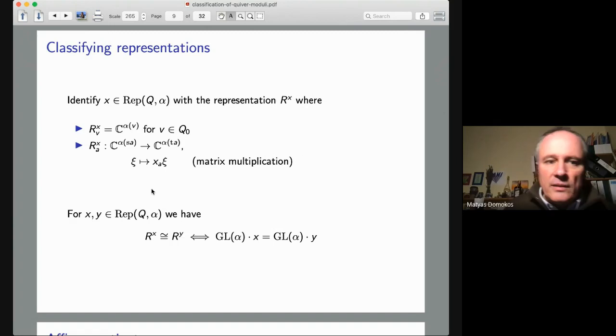And it's clear that for any alpha dimensional representation of Q, there exists a point X in the representation space such that R_x is isomorphic to the representation we started with. Moreover, two points X and Y in the representation space correspond to isomorphic representations if and only if they have the same orbit under the base change group.